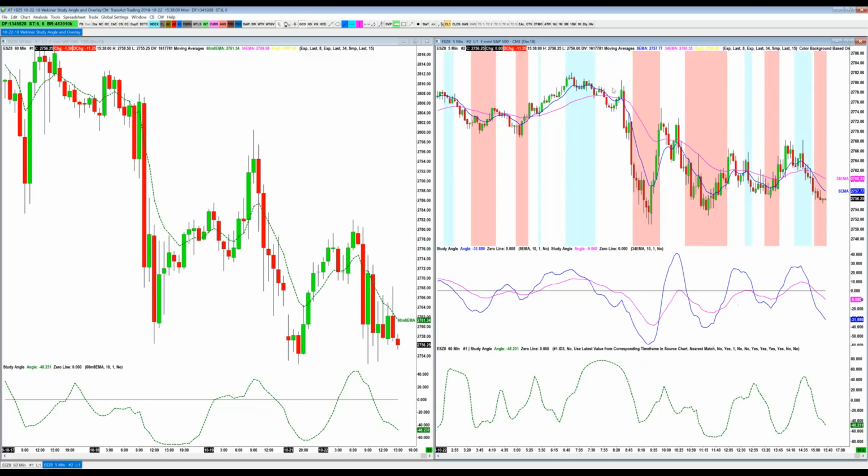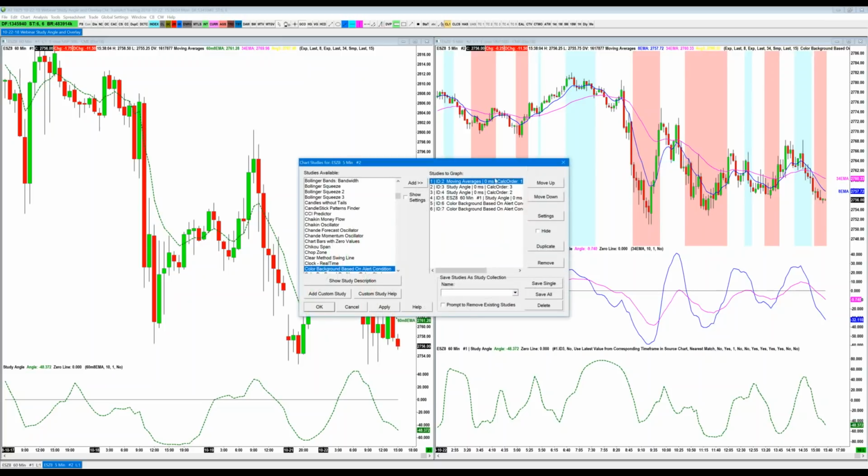All right, so let's go back to that studies list for a second. Right click, go to studies. And then if you look down here, moving averages, we've got study angle, another study angle. We've got a third study angle, which I'll explain in a minute. And then we've got 2 color background studies. So to whittle these out from most complex to simplest, the 2 color background studies are the blue and the red backgrounds. We're going to get to those in a minute.